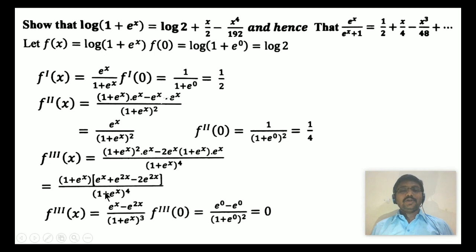Just we have to use the u by v formula, that is (v u dash minus u v dash) whole by v square. Just taking the common factor 1 plus e power x in the numerator, clearly 1 plus e power x and 1 plus e power x get cancelled here. So thus we will have f triple dash of x, but we have to compute the functional value at 0, which is given as 0, because e power 0 is 1, e power 2 into 0 is e power 0, but e power 0 value is 1 here. 1 minus 1 is 0. Thus the third derivative of f of x with respect to x at the point 0, f triple dash of 0, is 0.